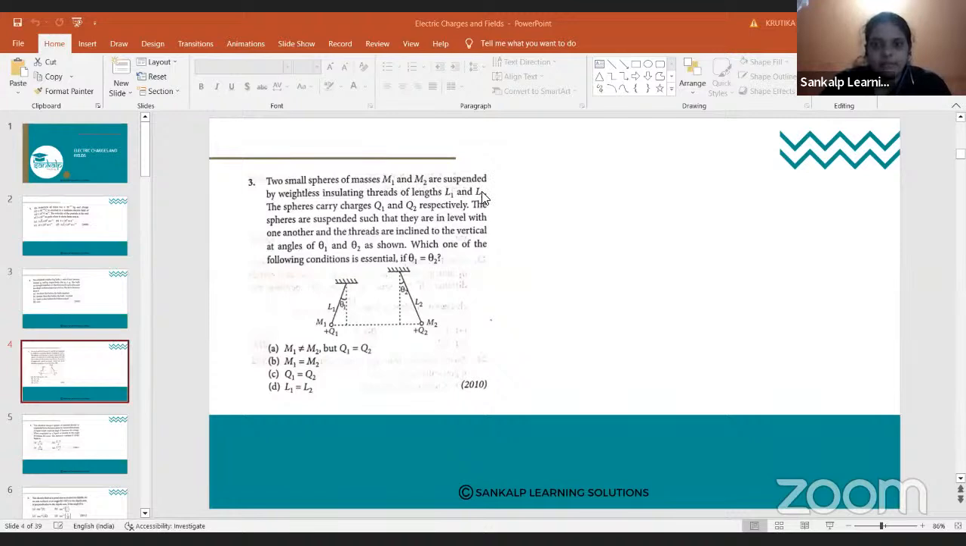First I will read the full question. The spheres carry charges Q1 and Q2 respectively. The spheres are suspended such that they are in level with one another and the threads are inclined to the vertical at angles of θ1 and θ2. Which one of the following conditions is essential if θ1 is equal to θ2? Look here, always split the question and read it step by step, then you will understand.